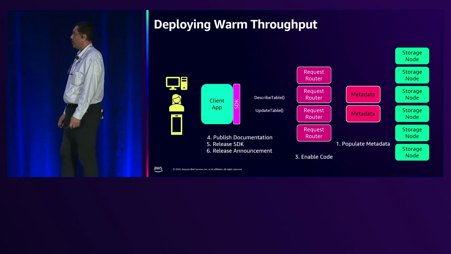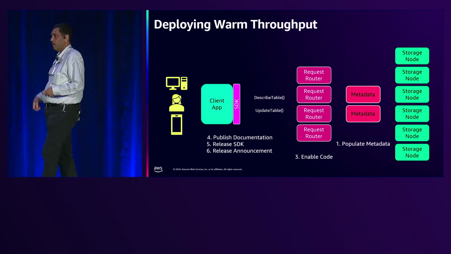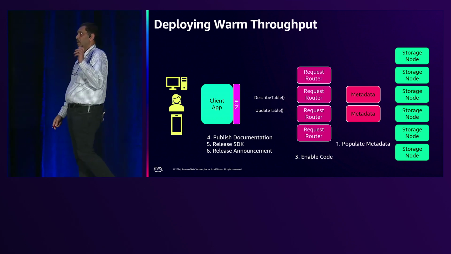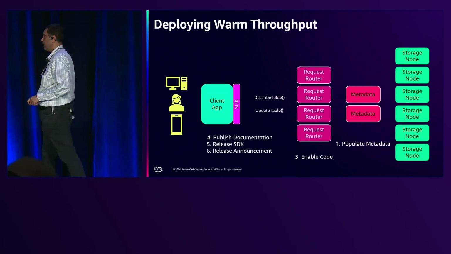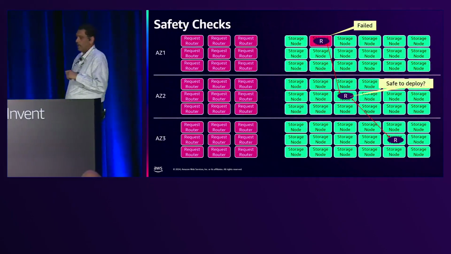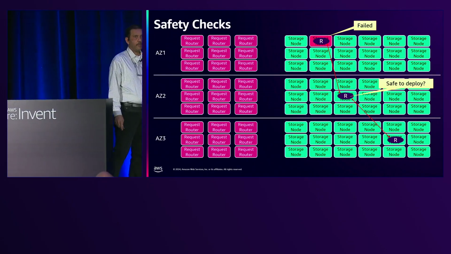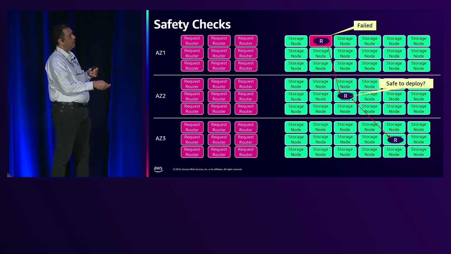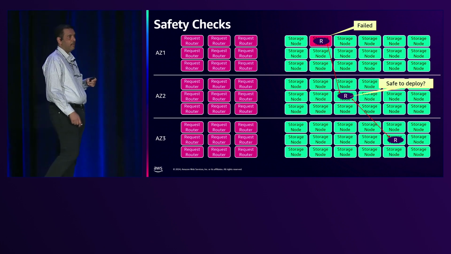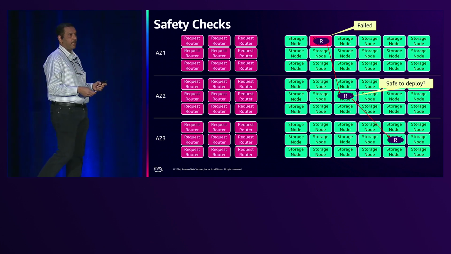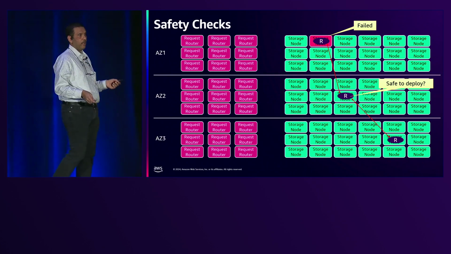So I talked about deploying in parallel. It is important to deploy safely. Now, I mentioned that you have 3 copies of your data. There's 1 in every AZ. At scale, if something can fail, it will.